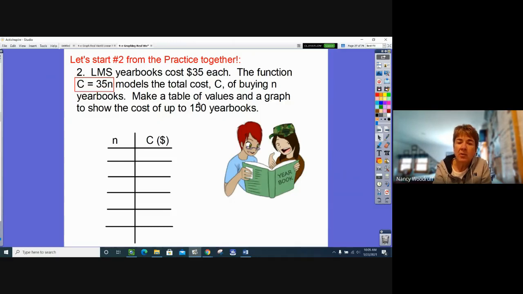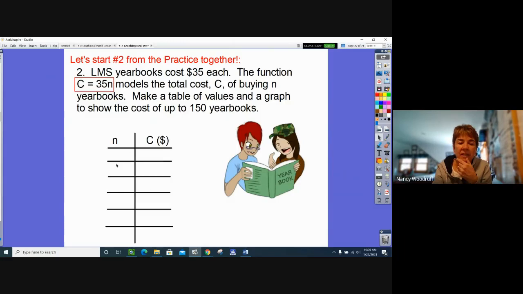We're going to make a table of values, and we're going to make a graph, and we need to show the cost on our graph up to at least 150 yearbooks. So you don't want to just put 1, 2, 3, 4, 5. We've got to get up to at least 150. With real world graphs, lots of times you don't want to just go by ones. You want to go by reasonable amounts. We're going to sell not just 5 yearbooks.